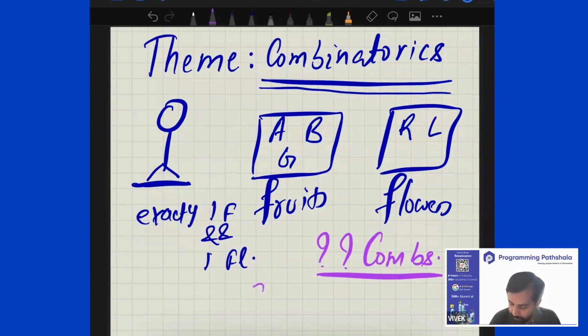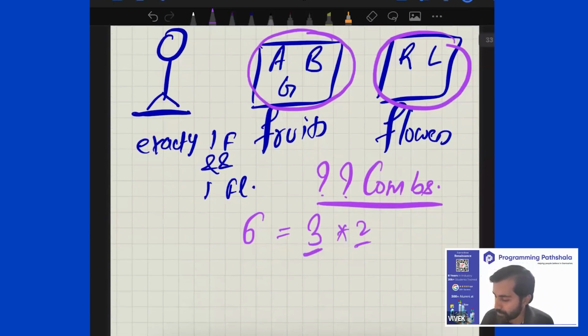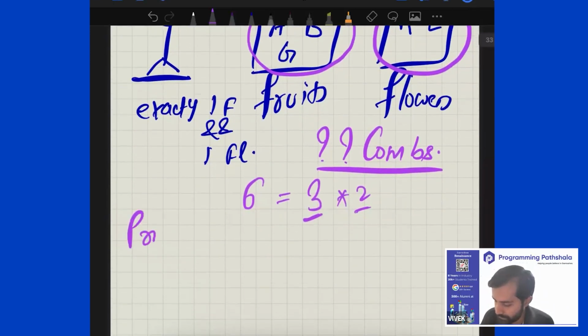You are saying six because your six is coming from the product of three and two, where three is the number of fruits and two is the number of flowers. This is the product rule, the basic product rule of combinatorics, right?